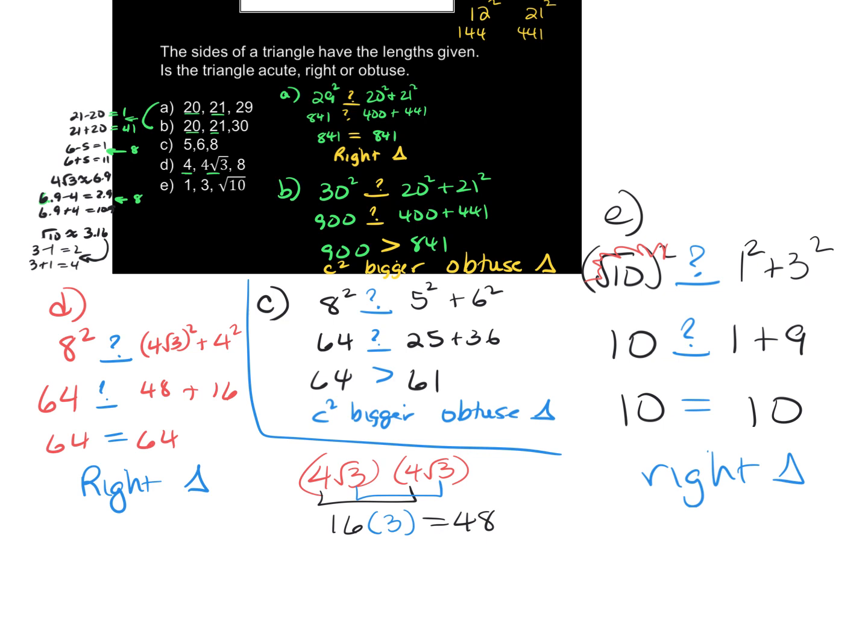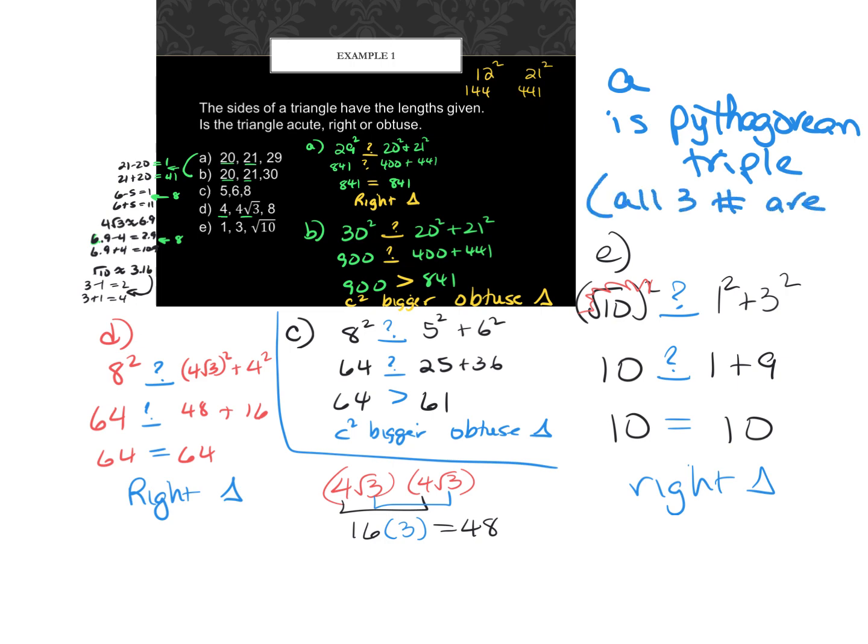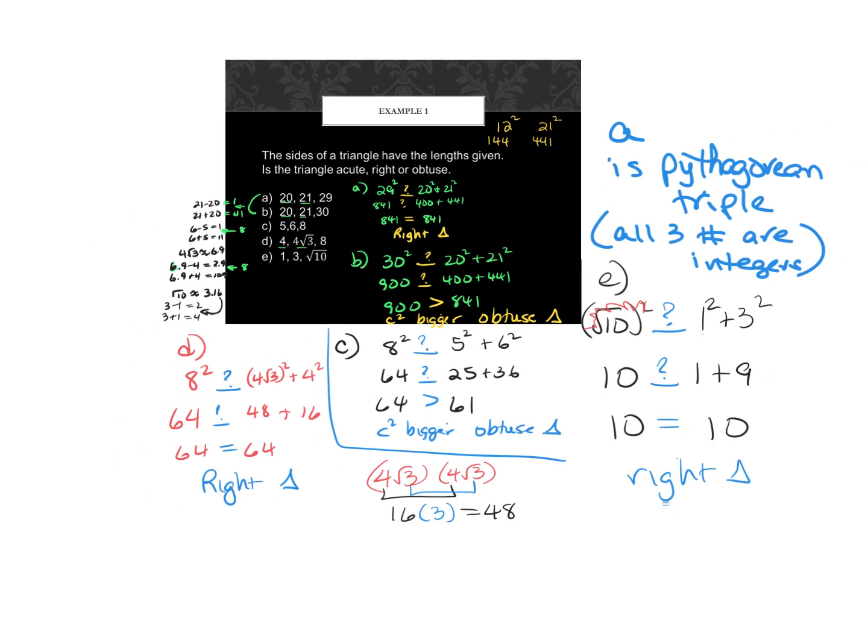Now, out of all of these, the only one that is a Pythagorean triple is A. Okay, so A is a Pythagorean triple because all three numbers are integers. Notice the other questions like D and E, they were right triangles, but the sides of the triangle were not integers. On D and E, they were actually radicals. So a Pythagorean triple cannot have a decimal or a square root in it.